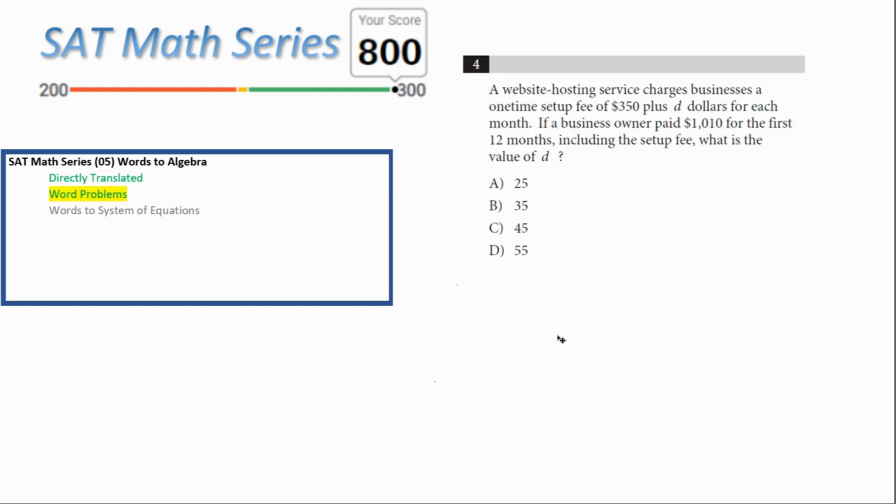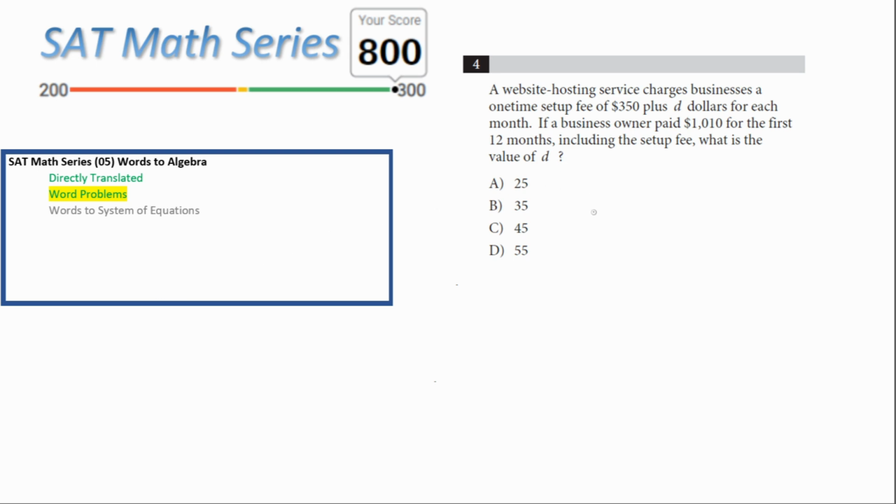And of course, not all problems directly translate this way. For instance, this problem here reads, a website hosting service charges businessmen a one-time setup fee of $350 plus $D for each month. If a business owner paid $1,010 for the first 12 months, including the setup fee, what is the value of D?